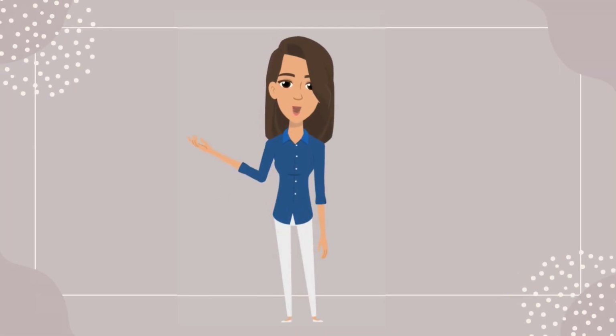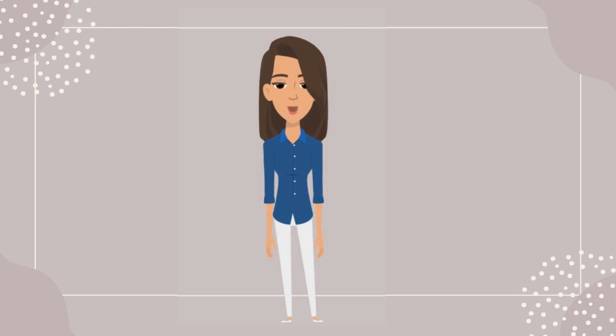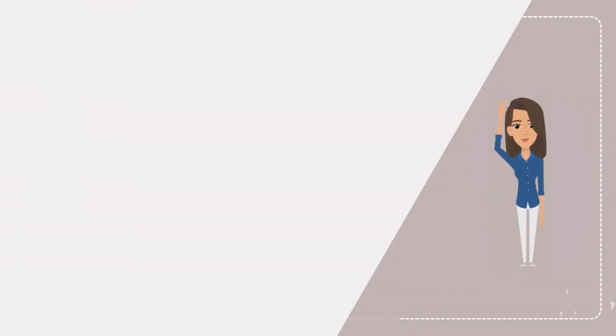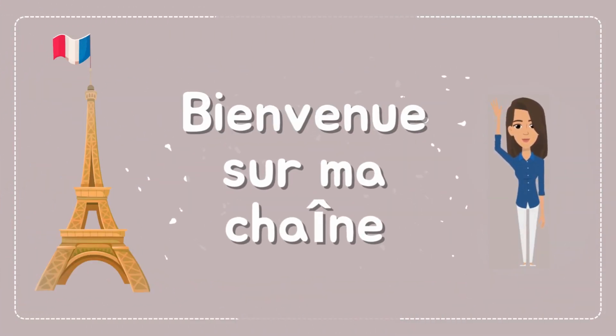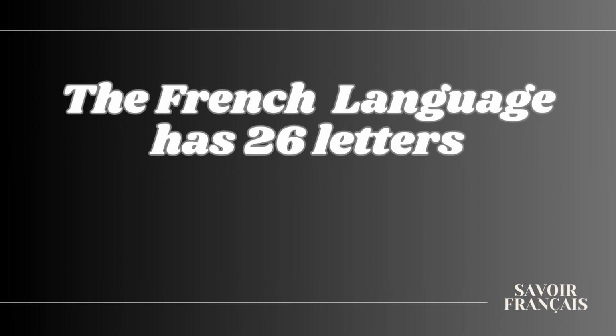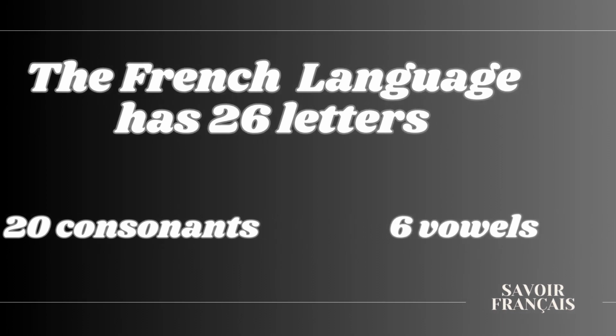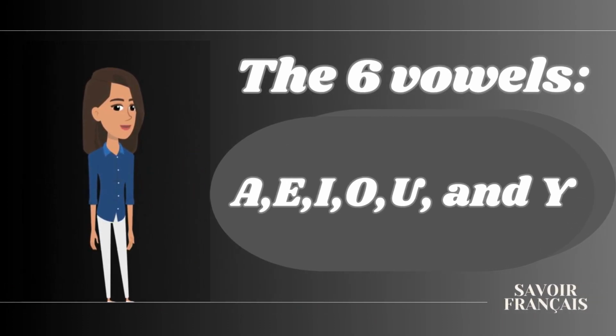Bonjour mes amis! Today we are going to learn about the French alphabet, and in this video, we will study the letters of the alphabet and their pronunciation. The French language has 26 letters, 20 consonants, and 6 vowels. The 6 vowels are A, E, I, O, U, and Y. Let's look at the letters.